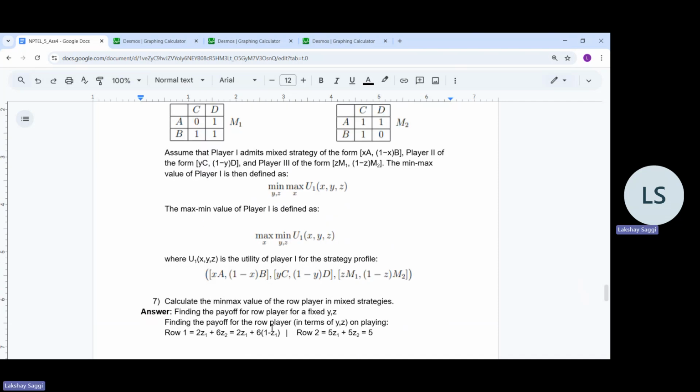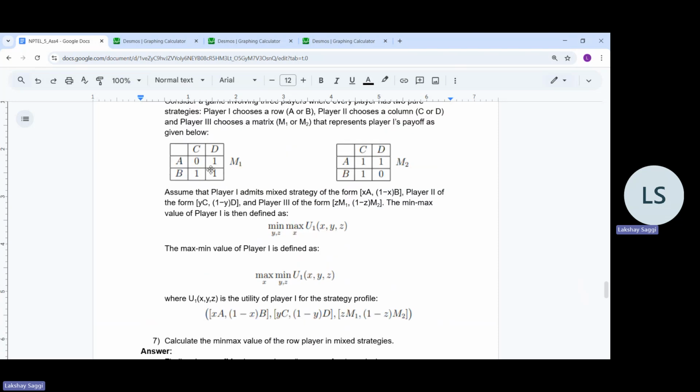So if the row player plays row 1, what will be the payoff for the row player? Maybe I should just do it here, right? So let's say the row player plays row 1, but note that the matrix comes from M1.